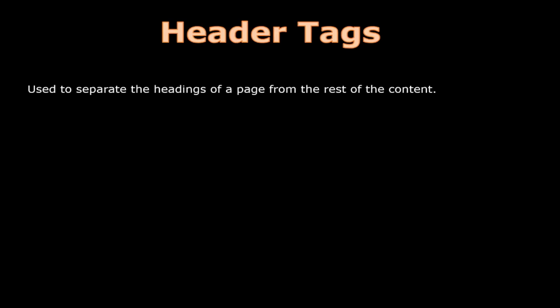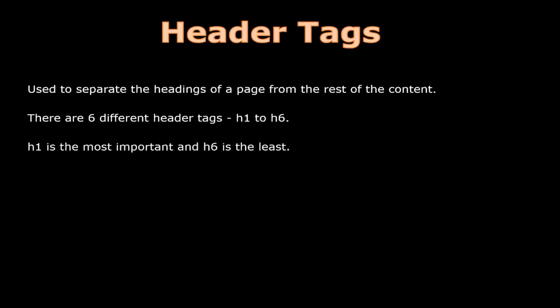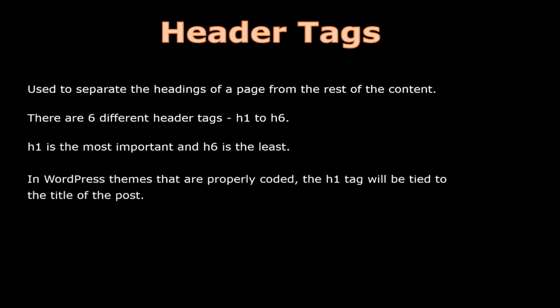Header tags are used to separate the headings of a page from the rest of the content. There are 6 different header tags, H1 to H6. H1 is the most important and H6 is the least. In WordPress themes that are properly coded, the H1 tag will be tied to the title of the post. Header tags also use a hierarchy structure.